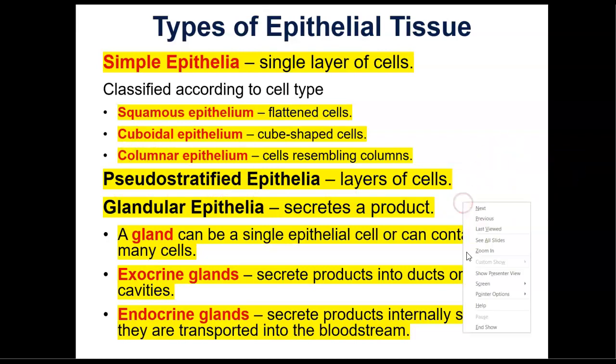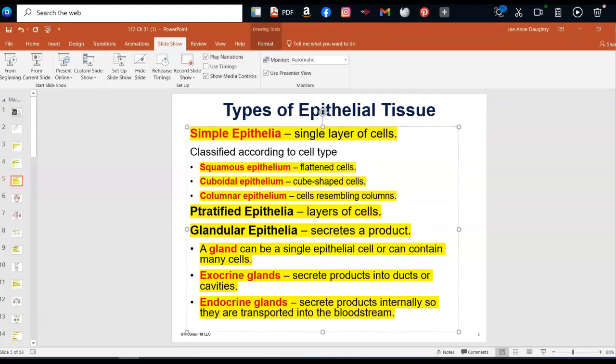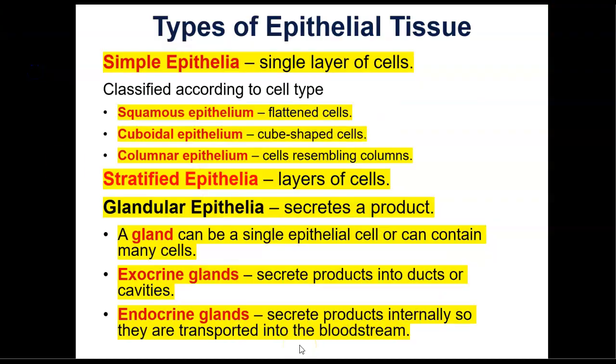Well, I will go ahead and fix it, as it doesn't need to be wrong. Okay, so this should actually be just stratified. Stratified epithelia is layers of cells. Now, there is a type called pseudostratified. I'm going to make this red also. There we go. Much better. There is a type called pseudostratified where it appears layered, but it's really just a single layer of cells. And then you have glandular epithelial tissue, and that is epithelial tissue that secretes a product.